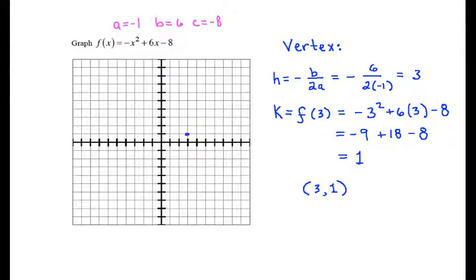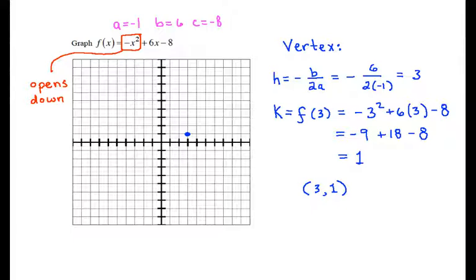I'm going to plot my vertex, and I'm going to figure out whether my parabola opens up or down. The first term is minus x squared. The leading coefficient is negative 1. That tells me that the parabola opens down because I have a negative leading coefficient. It's just like a reflection about the x-axis, right? Having a minus in front of that x squared does mean that the parabola opens down.